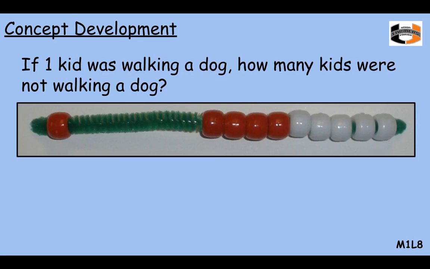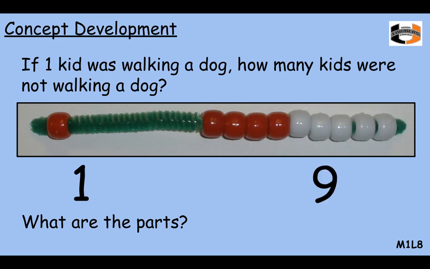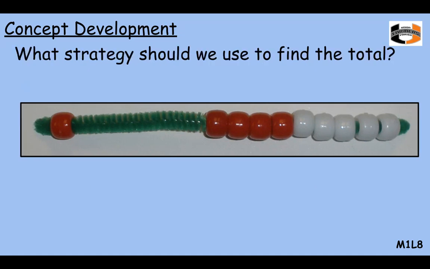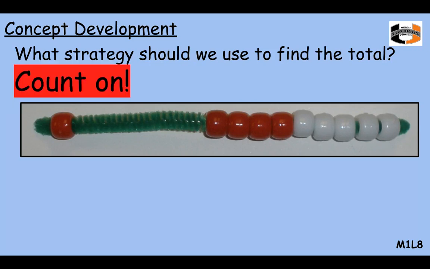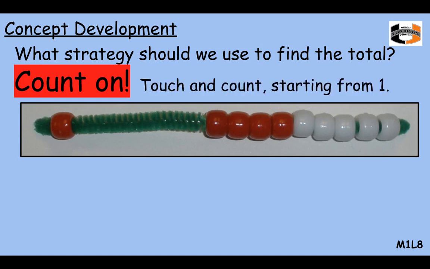If 1 kid was walking a dog, how many kids were not walking a dog? What are the parts? 1 and 9. What strategy should we use to find the total? Count on. Touch and count starting from 1.